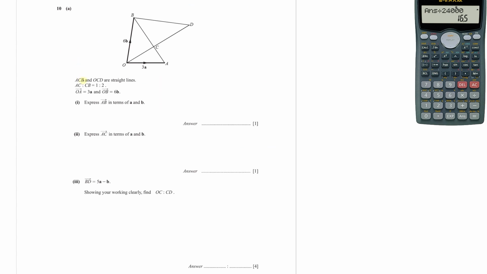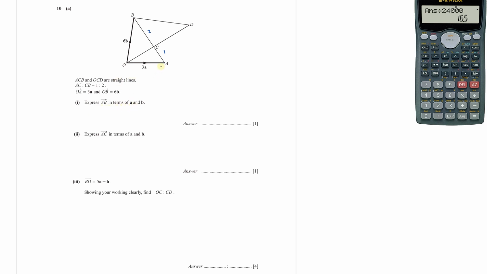So the next question is ACB and OCD are straight lines. AC ratio CB is 1:2. So if this is 1, this is 2, and the full length is 3 parts. So this is divided into 1 part is this and 2 parts is this. OA is 3a and OB is 6b. Part 1 is express AB in terms of a and b.